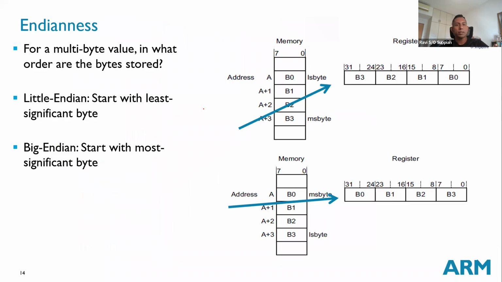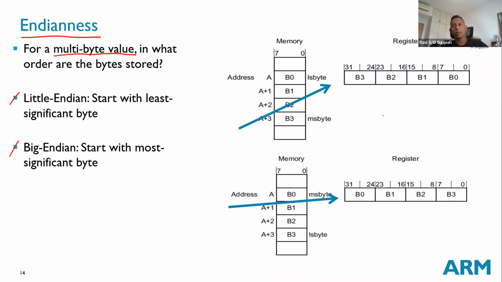Okay, so another important thing that always confuses engineers, which you should know, is the Endianness. So what is Endianness? There are two variations to this. One is called Little Endian, the other is called Big Endian. And this basically specifies how I store a multi-byte value.